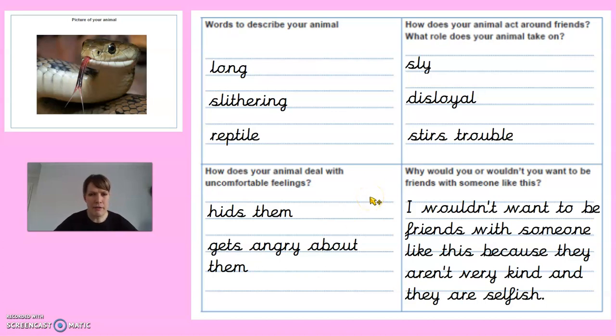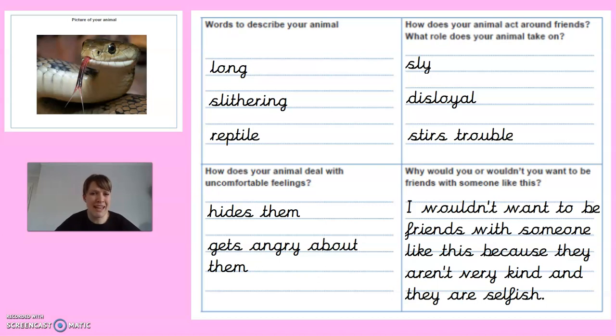And then down at the bottom, I've got, how does your animal deal with uncomfortable feelings? So I've got hides them. I've spelled hides wrong there. Sorry, there we go. So I can imagine a snake would hide their feelings and emotions. Mainly because I think snakes don't really have many emotions and feelings. They're very much want their food, and that's that. So I can imagine them hiding when they feel uncomfortable or scared.